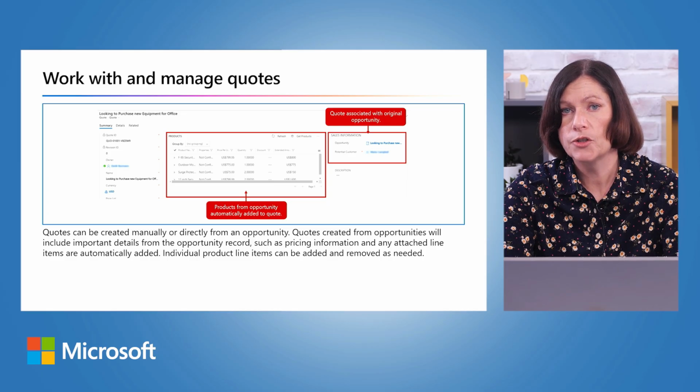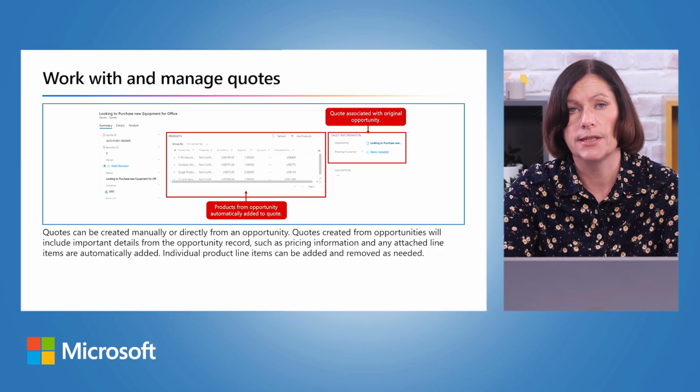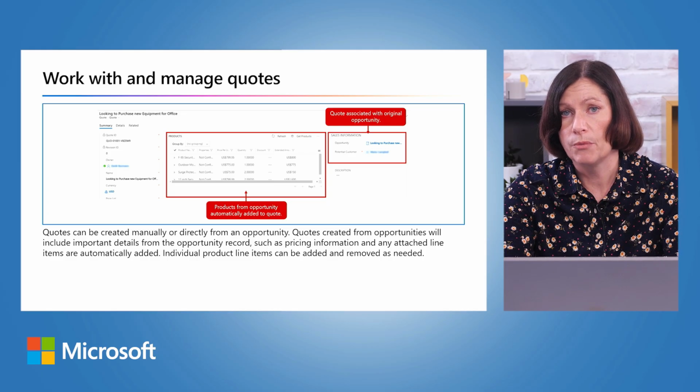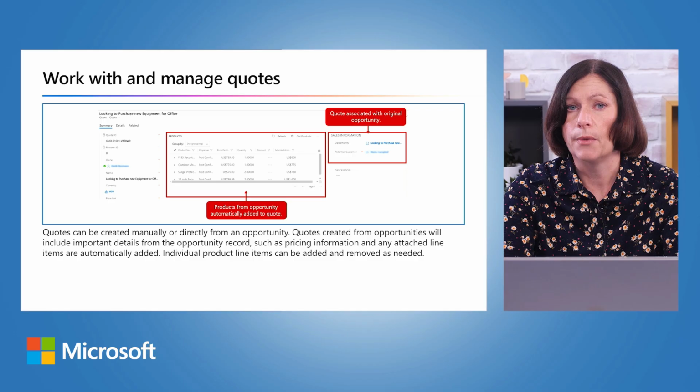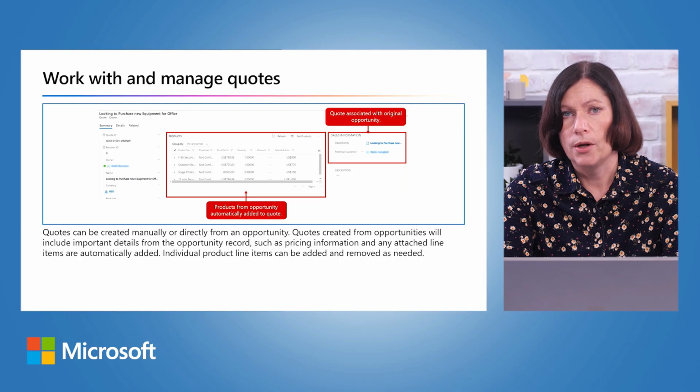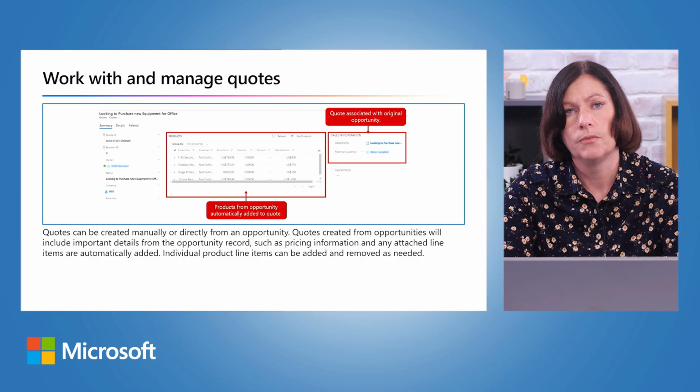When a quote is first created, it has a draft status. Draft quotes can be modified and have products added or removed. When a quote is ready to be presented to a customer, it needs to be activated. An activated quote is read-only. Once a quote is active, it's ready to be presented to the customer. Quotes can be generated as Microsoft Word or PDF documents.